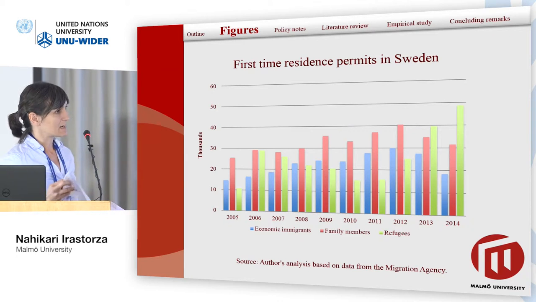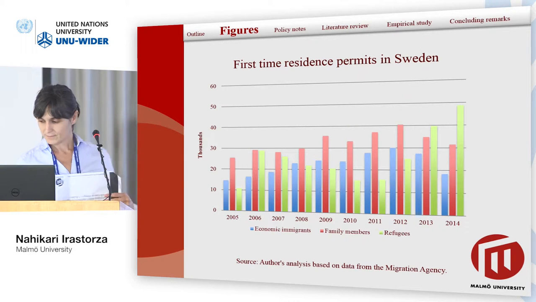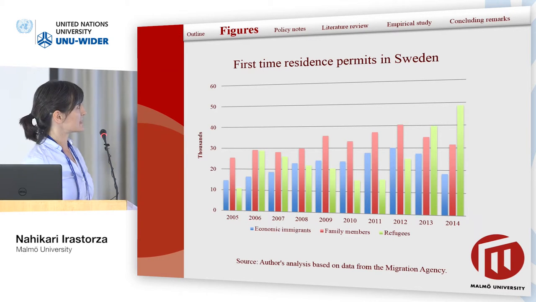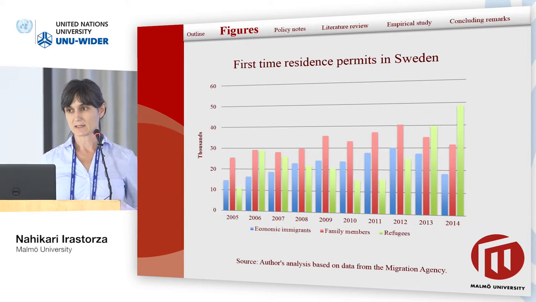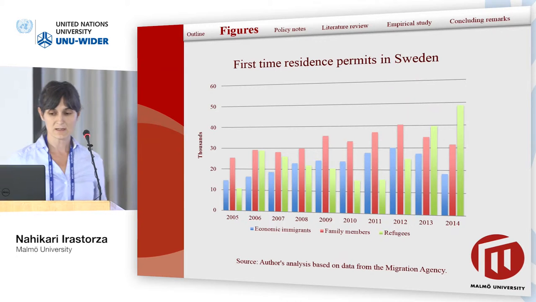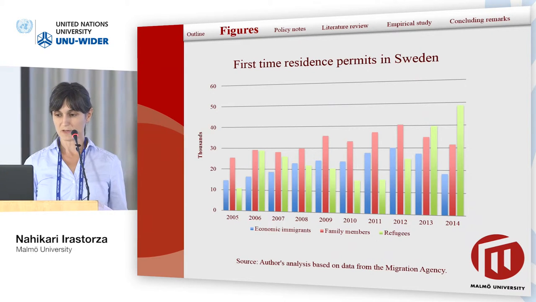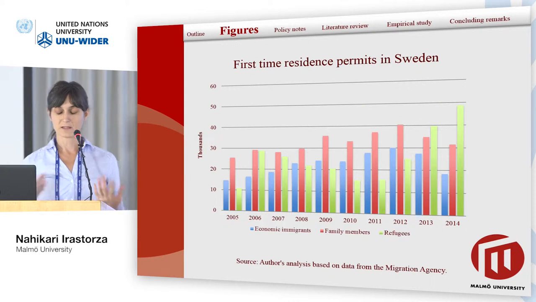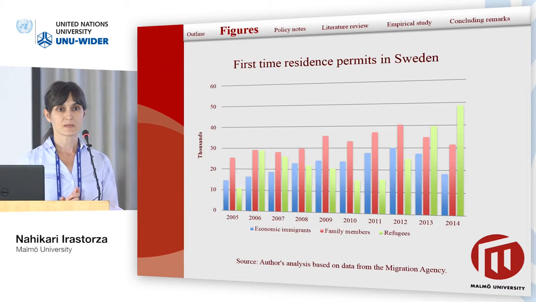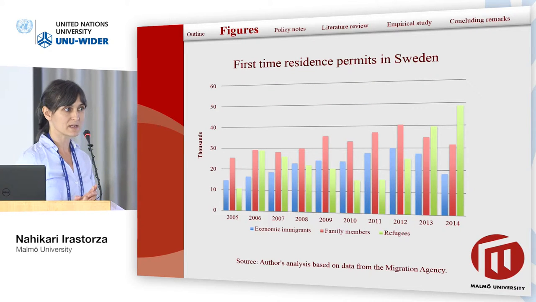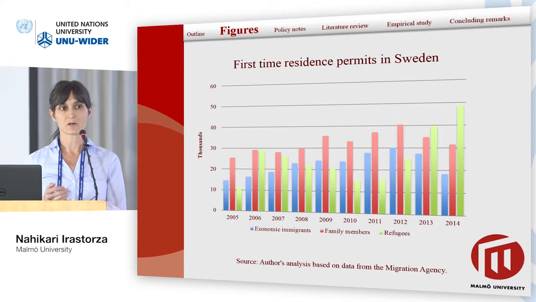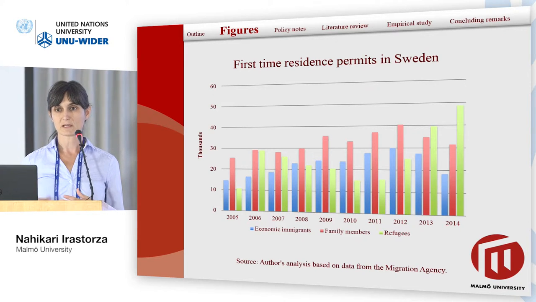Let's look at some numbers first. This graph here shows the first-time residence permits in Sweden, and I focused on economic immigrants, family members, and refugees. And as you know, the immigration policies in Sweden are based on humanitarian principles, and this is reflected in the number of immigrants that they receive every year in each category.